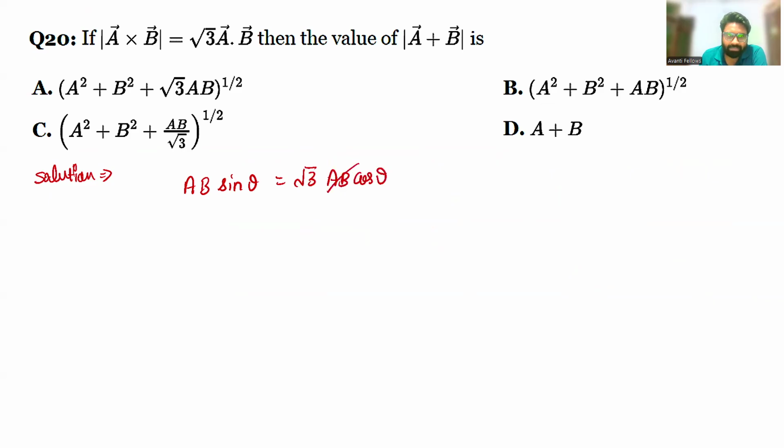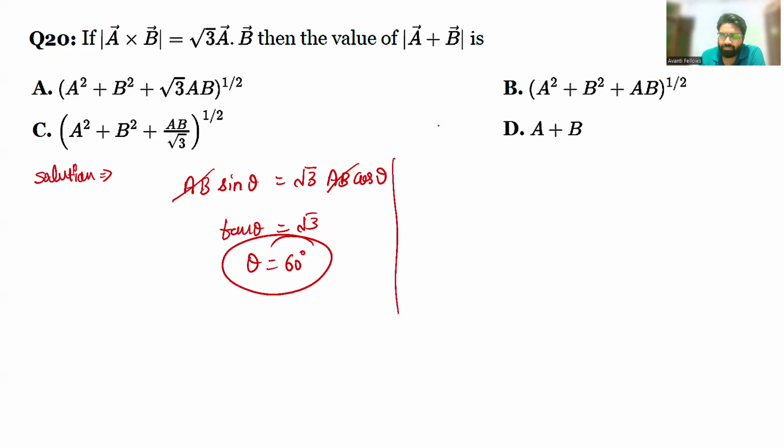Okay, now this AB and AB will cancel out. Sine theta by cos theta gives you tan theta equals root 3. So theta will be coming out as 60 degrees, because root 3 is the value of tan 60.